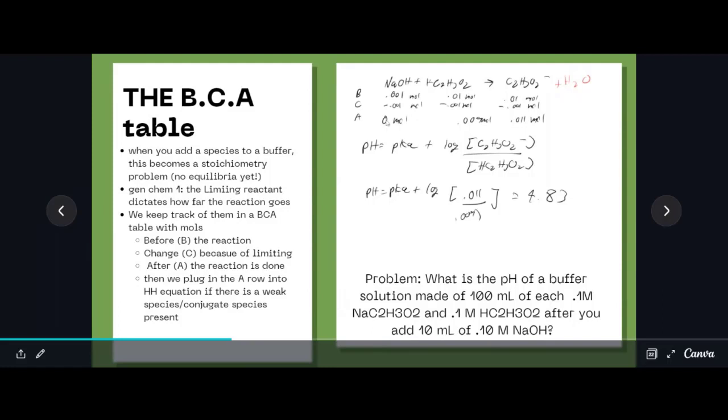So going from there, you fill it out. Notice how we run out of the limiting reactant, and then we get the acid here, and we get the mole here. So now I know the pKa, right? And it will probably give you the pKa. If it gives you just the Ka, just take the negative log of that, and then plug in that ratio here. So the big takeaway is to really understand how to do a BCA table and how it's different from an ICE table. Okay, cool.